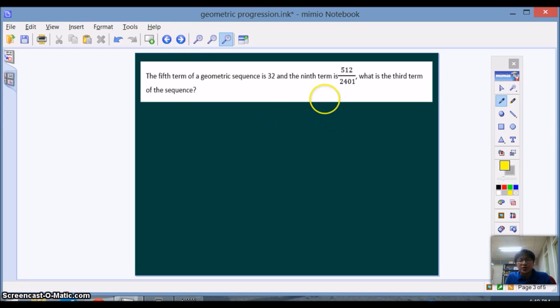Let's move to the next. The 5th term of the geometric sequence is 32. So that means a sub 5 of our sequence is 32. The 9th term, our a sub 9, is 512 over 2401. What is the 3rd term of the sequence? So we're asked the 3rd term.